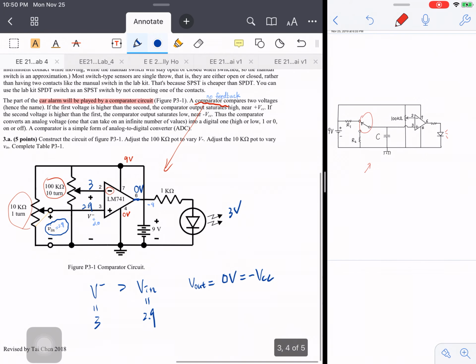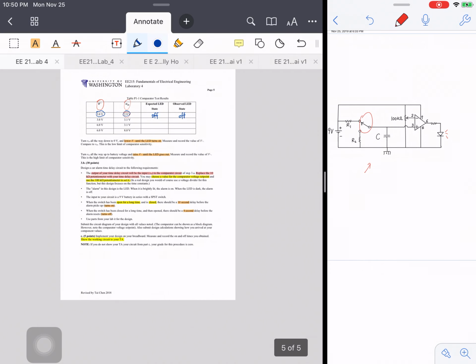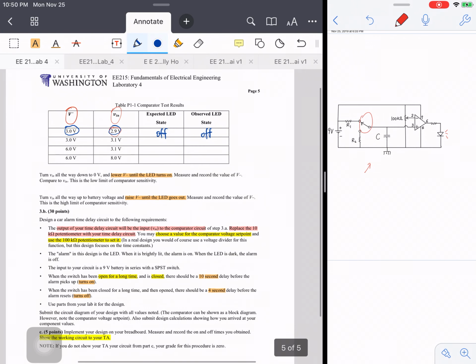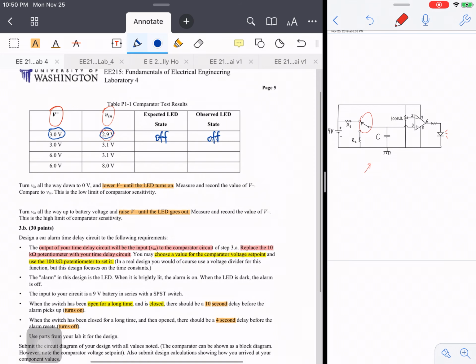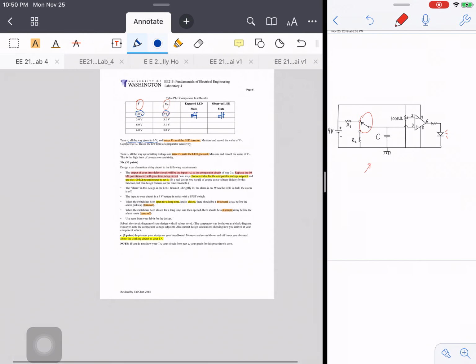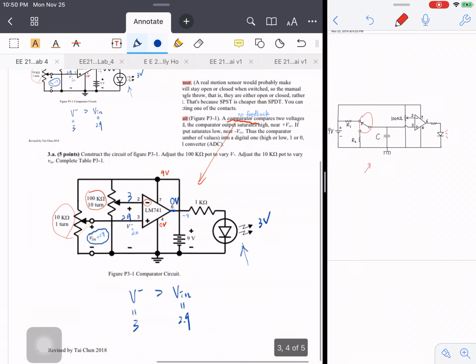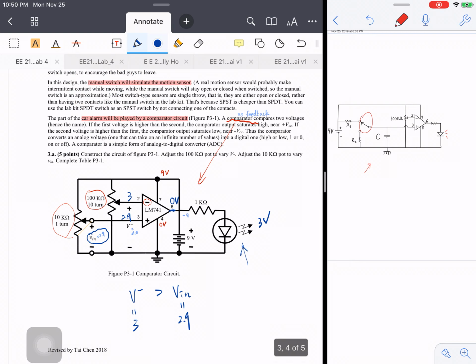So of course, you have to measure from the previous procedure, previous lab, to know what is the turn on voltage for this LED. So okay, this is the first procedure. And then it also says to turn V in all the way down to 0 volt. So in this case, it means that we have to put these two here.